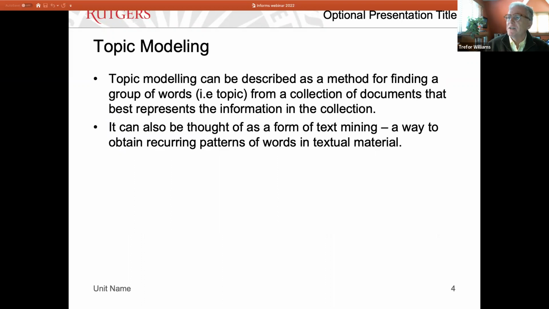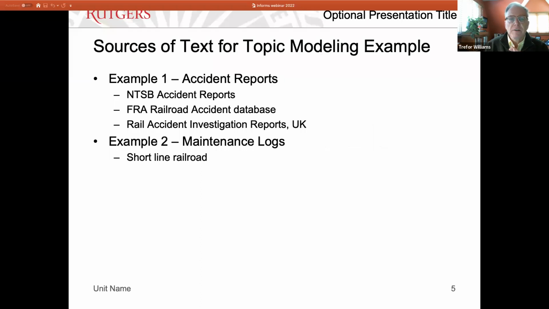So I use topic modeling. Topic modeling is where we have a lot of text documents, and the algorithm that we used is going to find the major topics in the text, and it's going to identify the major words in each topic. So I'll give you my first example: we looked at accident reports.